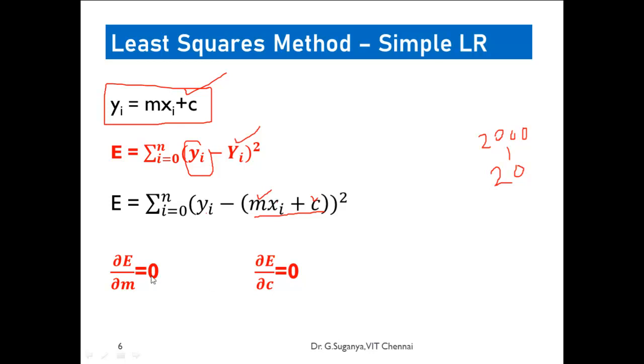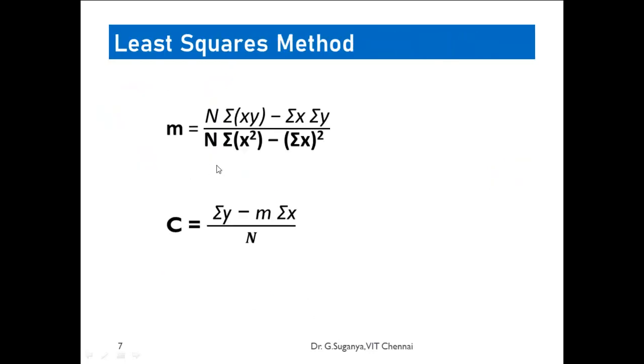So what is our intention? We want to make the error 0. That's why we have equated the derivative to 0, right? So if you partially differentiate these two equations, ultimately we end up with this. This is the equation that we normally use to calculate the values of m and c.